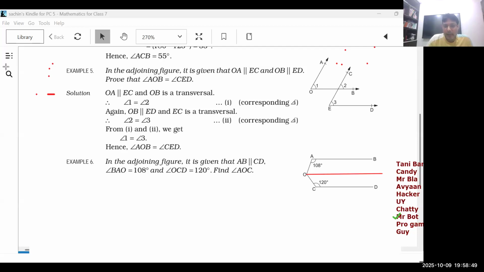Mr. Bot, have you done this chapter at school? Sir, not this one, but I remember this question from an Olympiad. We use a bisector. A certain question comes with bisectors. It's not a bisector. We have just drawn a parallel line. We have not bisected it. It's a line parallel to both AB and CD. Because AB and CD were parallel, if we draw a line parallel to AB, it will automatically become parallel to CD also.